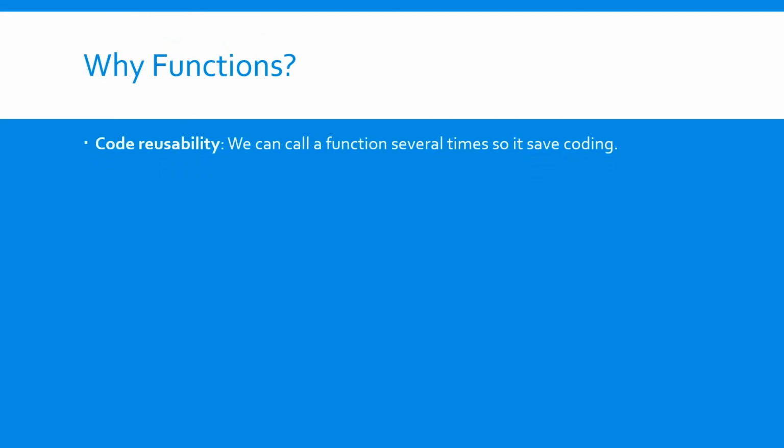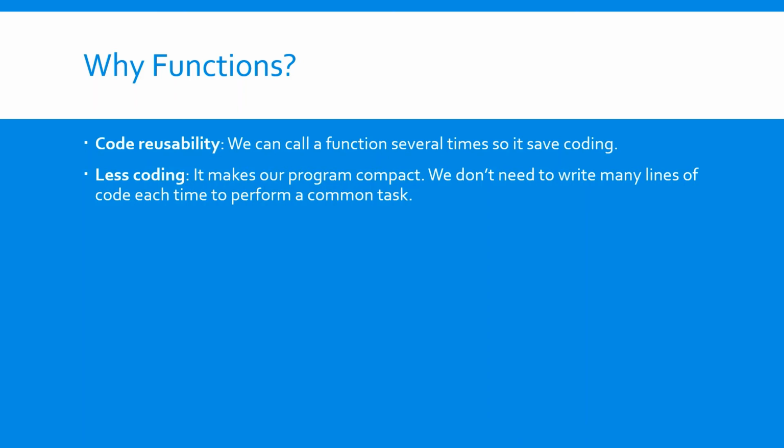So why should we use functions? There are two reasons for using functions: code reusability and less coding. How does a function provide code reusability? If we need to perform the same task in different places in a program, we can use a function. We build a function and call it at the particular place where we need it. So it provides us code reusability.